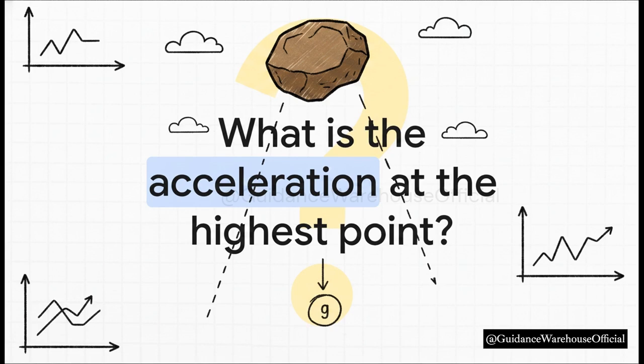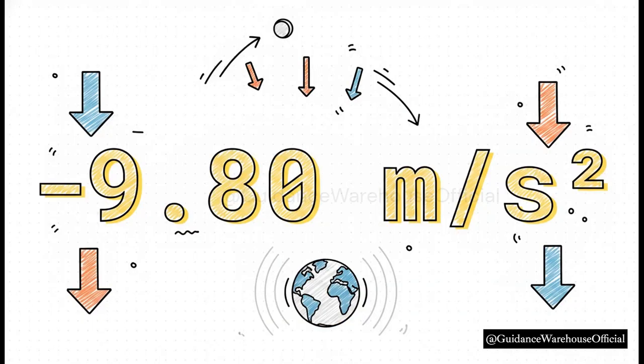So here's a quick question for you to think about. What is the rock's acceleration at that exact apex moment when it is totally frozen in midair? If you guessed 0, you've fallen for a classic student trap. The acceleration is still exactly negative 9.80 meters per second squared.